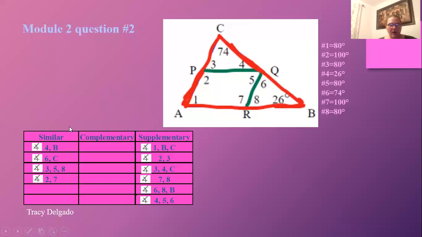And when we look at our chart here, we have similar angles, excuse me, will be 4 and B, 6 and C, 3, 5, and 8, 2 and 7. Our supplementary angles will be 1, B, and C, 2 and 3, 3, 4, and C, 7 and 8, 6, 8, and B, and angles 4, 5, and 6. And we have the same issues we had in the previous problem. None of these angles add up to be 90 degrees, so there are no complementary angles in this question.